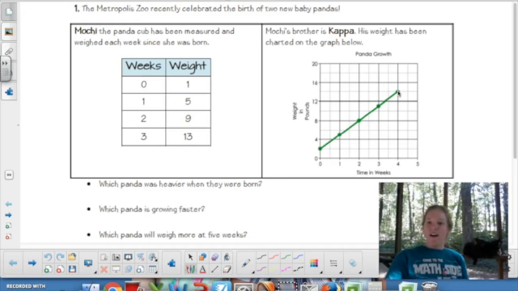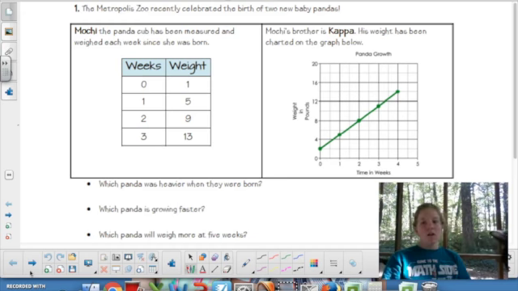But Kappa, they gave us a graph. So we have to be able to look at these two different mediums or ways of expressing information, and gather information from both of them.